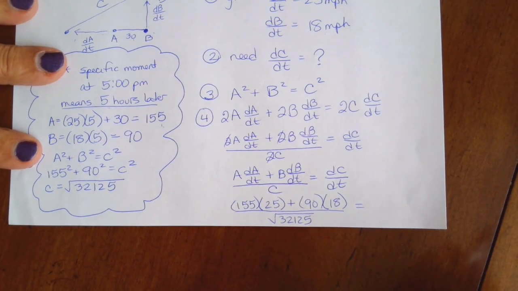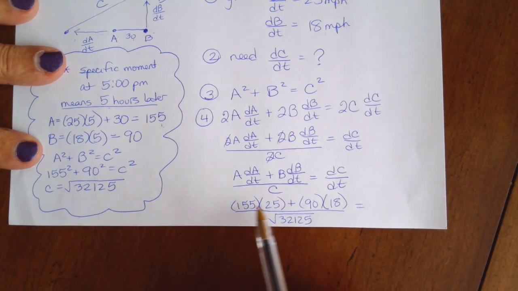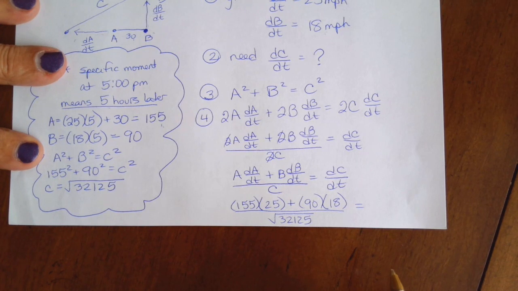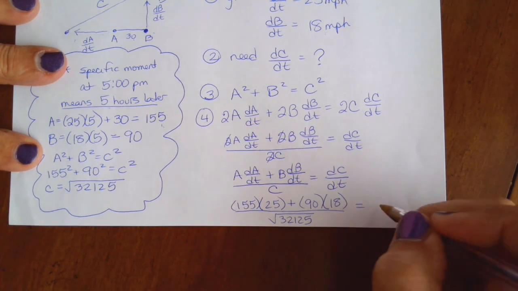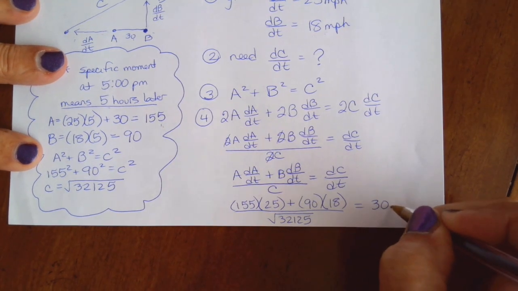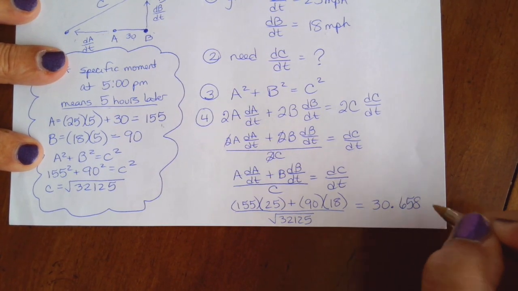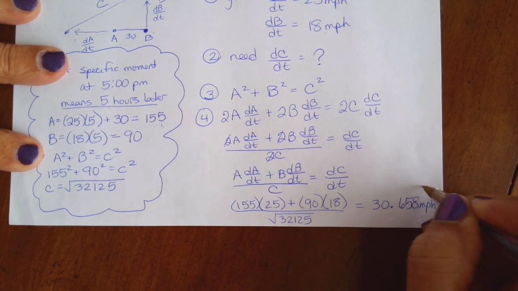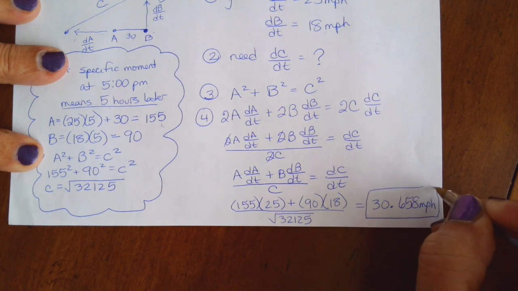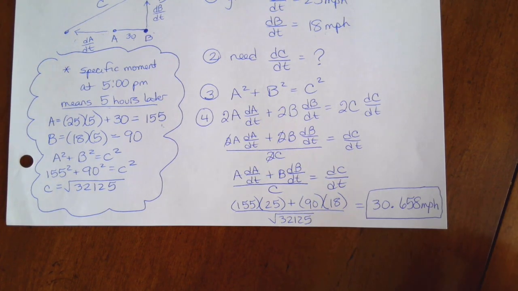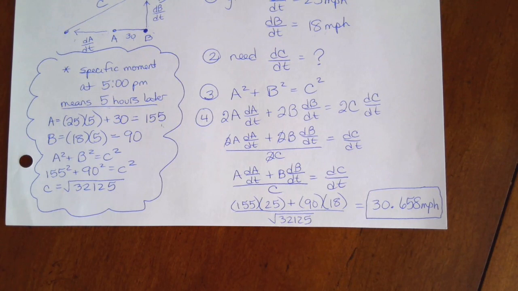Okay, so now I would put the top in, divided by the square root of 32,125, and I will end up with 30.658 miles per hour. Okay, so that is dC/dt, the rate, only at 5 o'clock. So if I did this at 6 o'clock, I would get a different rate. The farther they're away, obviously, the less distance will be changing, not quite as far.